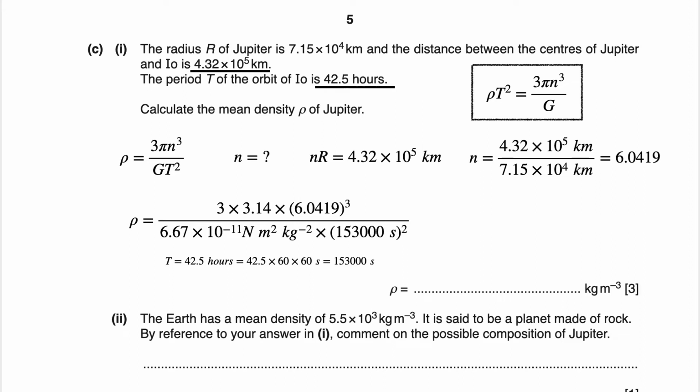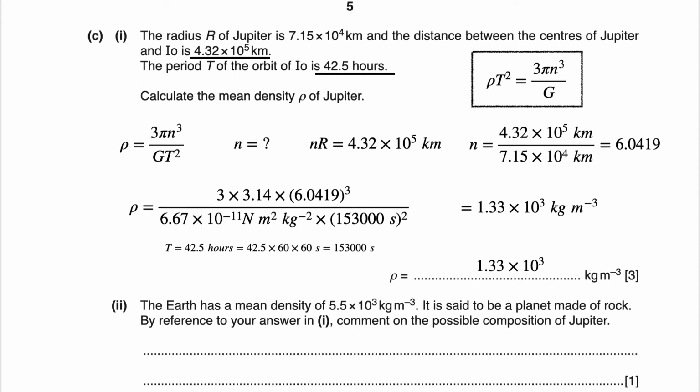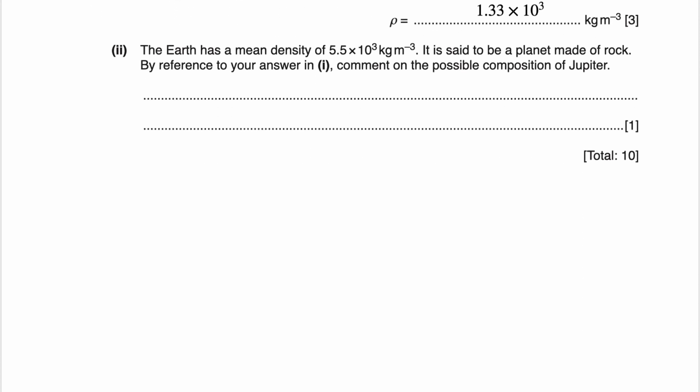So if I do the calculation using the calculator, what I get is 1.33 times 10 power 3 kilogram meter power minus 3. Now this is the density. Obviously the units are matching, so we'll write the answer 1.33 into 10 power 3. Bravo. Okay, let's look at the next question.